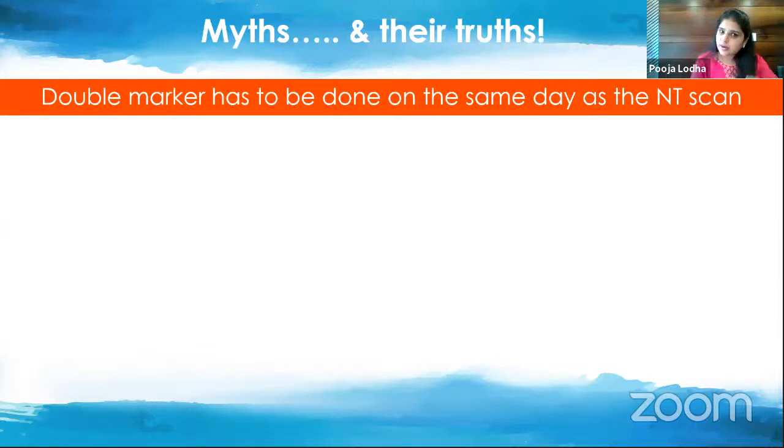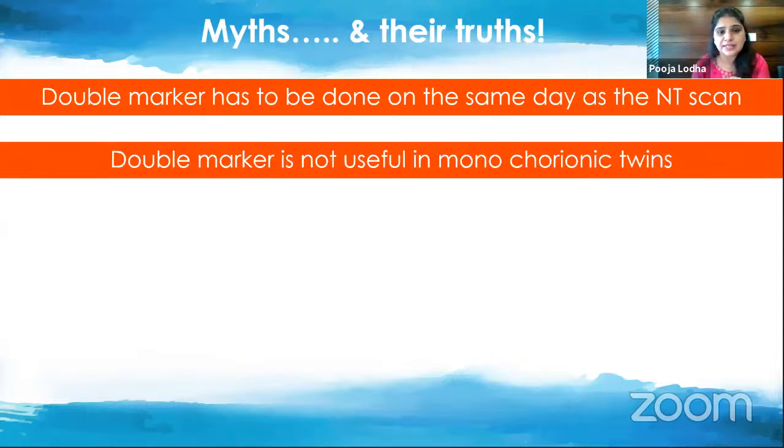Double marker can be done anytime before or after the NT scan because a good accredited lab is finally going to convert the absolute values of beta HCG and PAPA into MoMs and not just use the absolute numbers to give you risks. Okay. The MoMs depend on gestational age. So they will tell you that the scan was done on so-and-so date, the sampling of the blood was done on so-and-so date, and therefore the MoMs are so-and-so. So give a double marker irrespective of doing the NT scan, of course, between 10 and 13 plus 6 weeks.